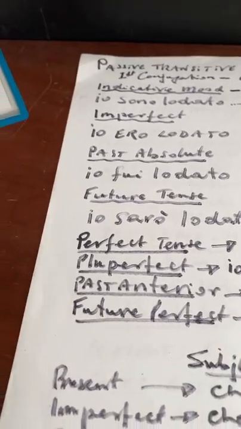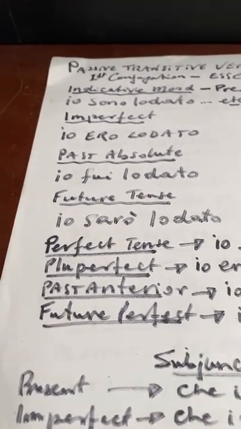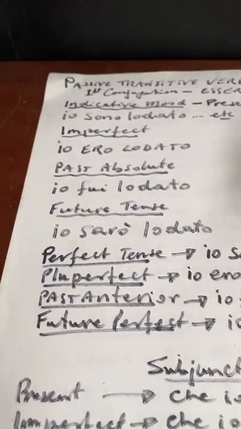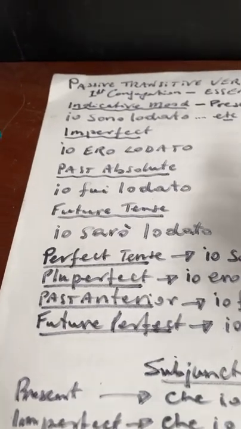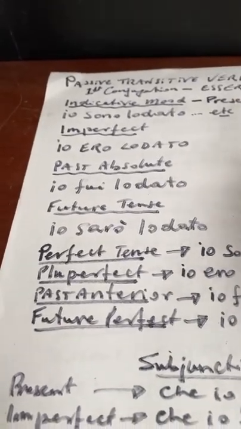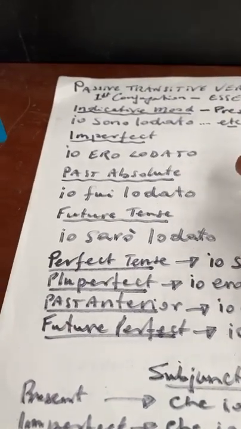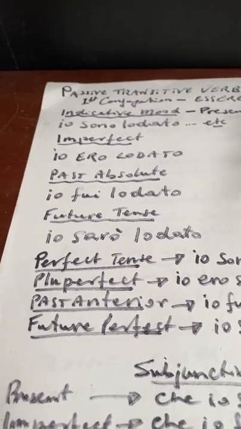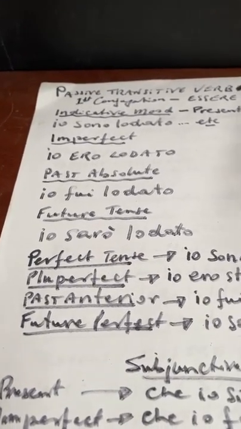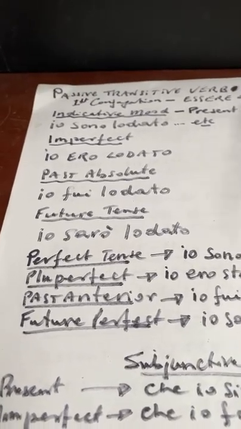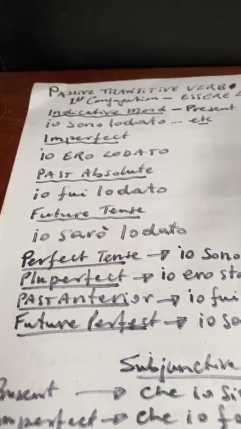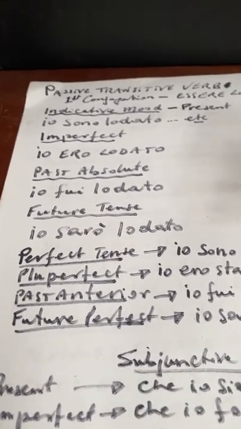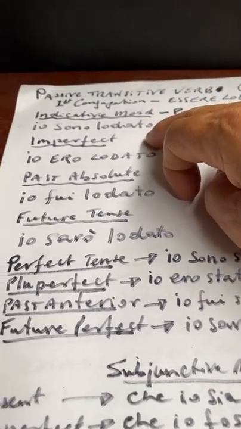The imperfect, for example, I was praised. Io ero lodato, tu eri lodato, lui, lei era lodato, noi eravamo lodati, voi eravate lodati, loro erano lodati. What happens here is that lodato, because the auxiliary verb, the verb that helps it, sono, ero, that's from the verb essere, because this essere is the auxiliary verb for passive verbs, you then have to change the ending of this one here, of the past participle.